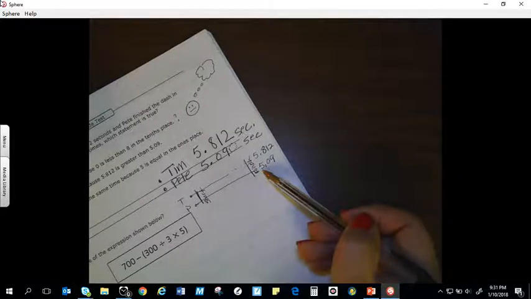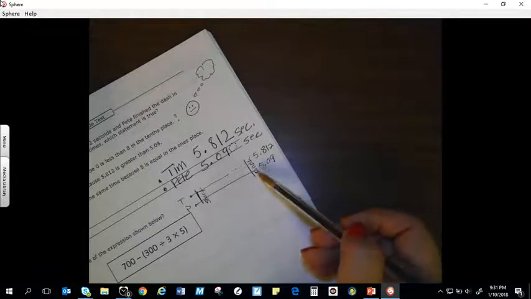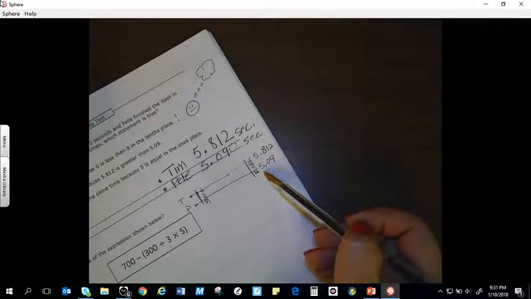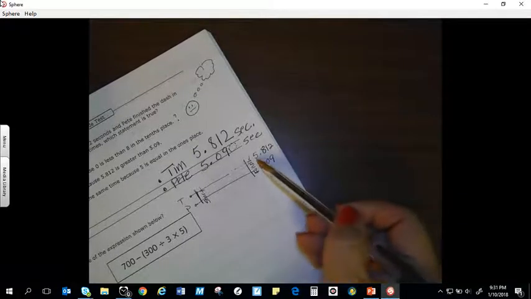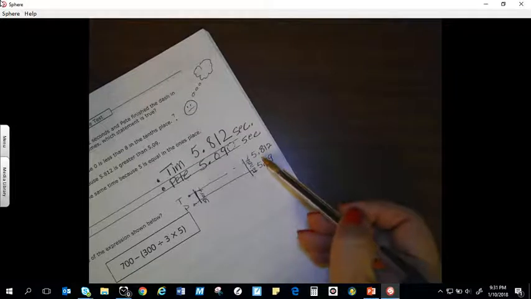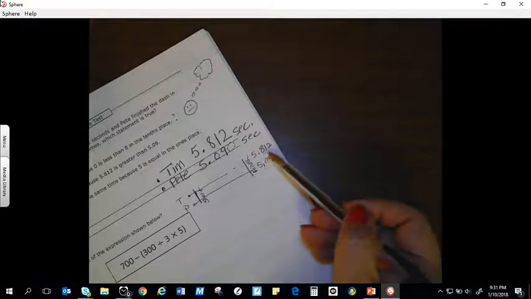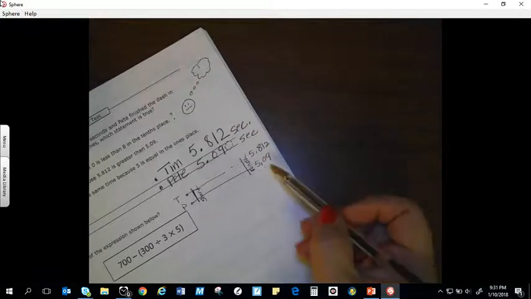Well, actually, it's five and... So these are hundredths of seconds. So not five. It took him 5 whole seconds. And that took him 5 whole seconds. And then 812, these are parts of those seconds. Very small, very short time.